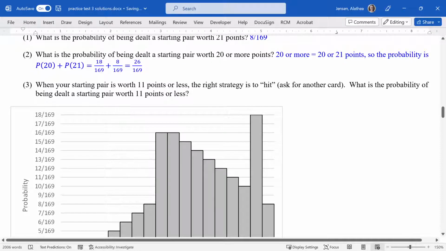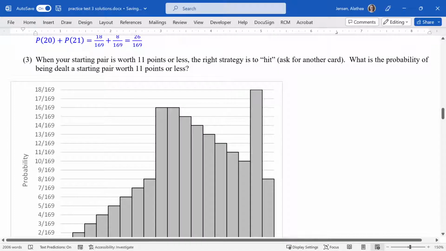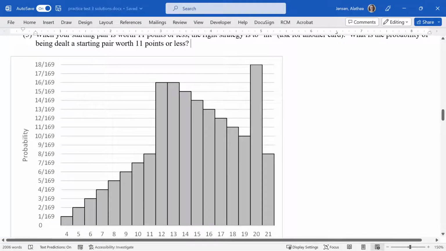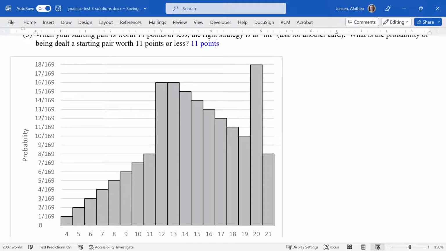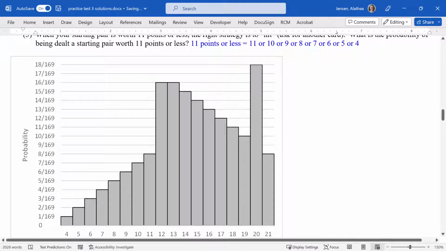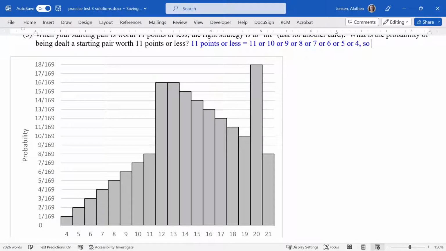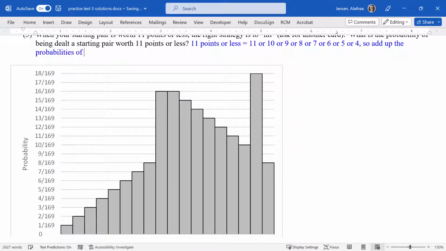Okay, number 3. When your starting pair is worth 11 points or less, the right strategy is to hit, which means ask for another card. What is the probability of being dealt a starting pair worth 11 points or less? Here, make sure you interpret 11 points or less in the right way. So 11 points or less means 11 or 10 or 9 or 8 or 7 or 6 or 5 or 4. So you're going to get the probability by adding up the probabilities of each of those events.